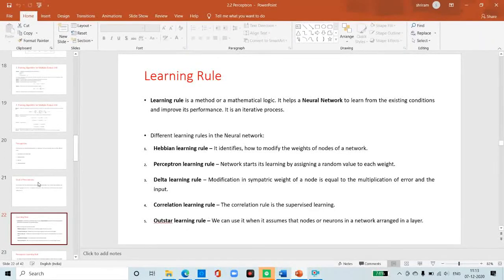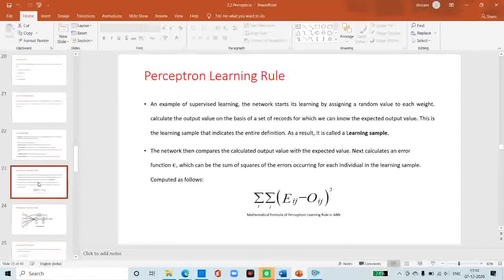In our syllabus, only the perceptron learning rule is given. So we will briefly discuss what a perceptron learning rule is and how the perceptron learning rule works. The next is the perceptron learning rule.